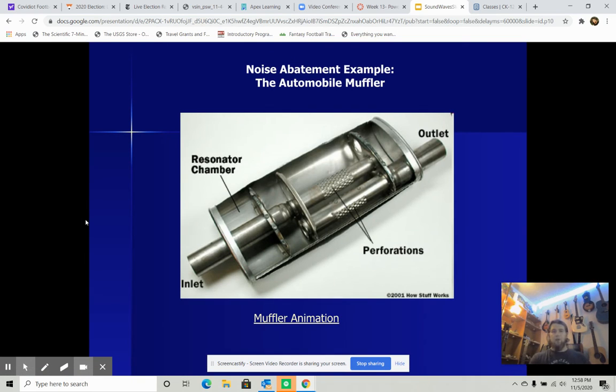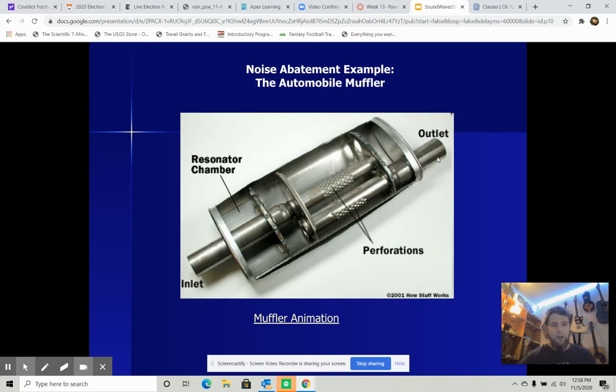And there are also ways that we can abate the noise, meaning bring it down. Take the automobile muffler. As the inlet is coming in, we have the resonant chamber, and as it goes through these perforations, it allows some of that energy to escape, and therefore the outlet is not as loud as it could be. So you can always sort of hear when somebody has a muffler problem because the sound might be a lot more intense.